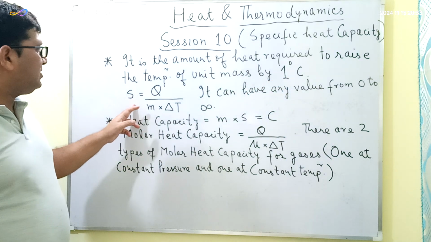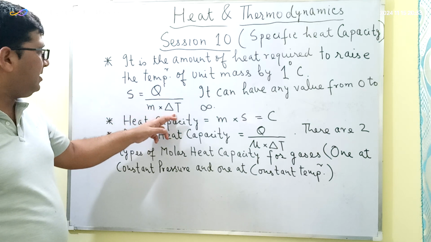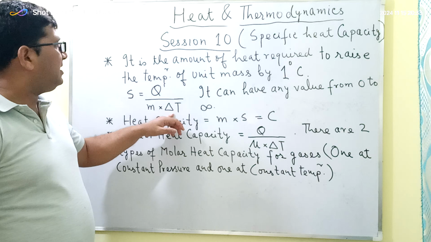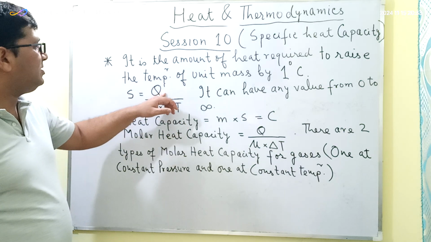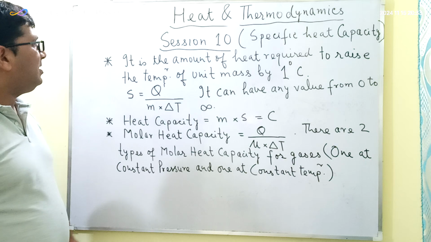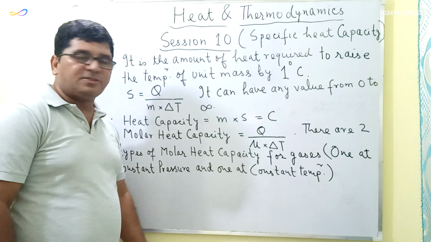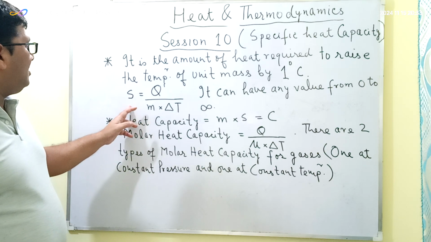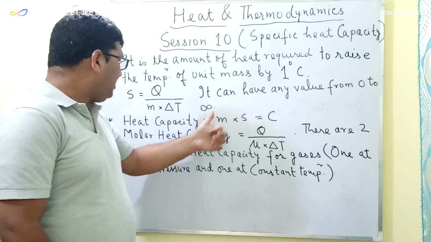Now the specific heat is denoted by S, and this is equal to Q divided by M into delta T, where M is the mass of that substance, delta T is the rise in the temperature, and Q is the amount of heat which is supplied to that substance. So specific heat capacity can have any value ranging from 0 to infinity.